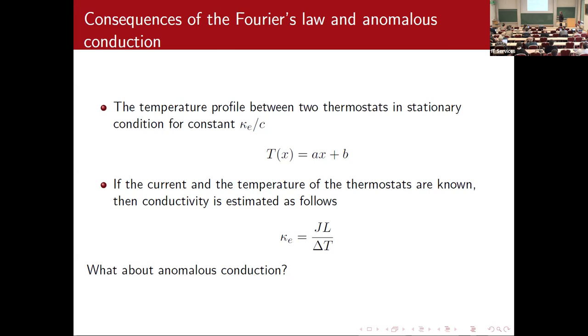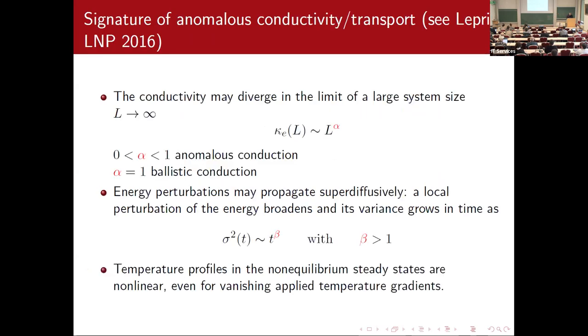Okay, so it's clear from here that in order to have a normal conduction, so kappa E should not be a function of the size of the system, then J times L should be a constant. So J should scale like 1 over L, right? So in this case, kappa E is a constant, and we get a normal conduction. But what happens in the presence of anomalous conduction?